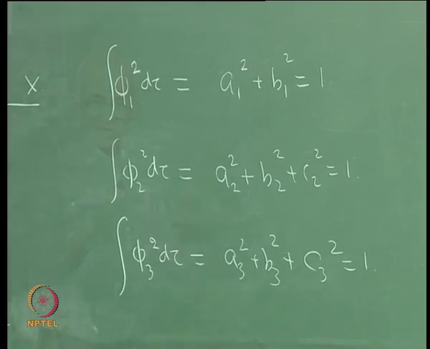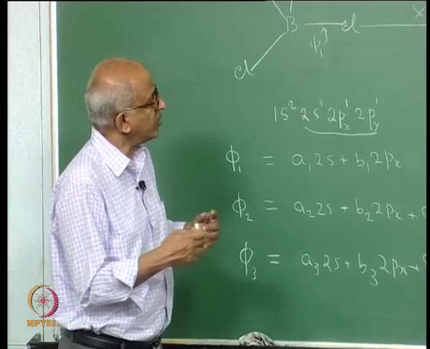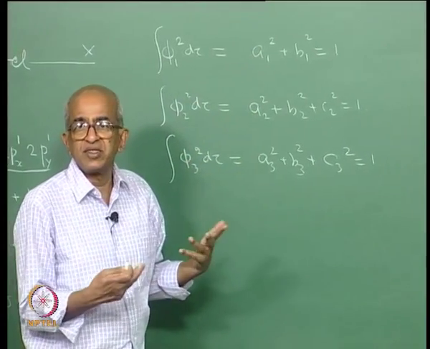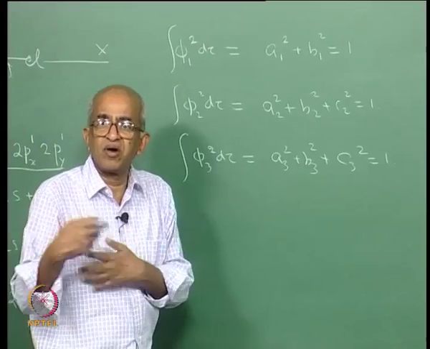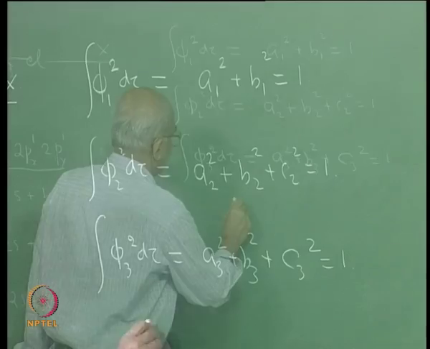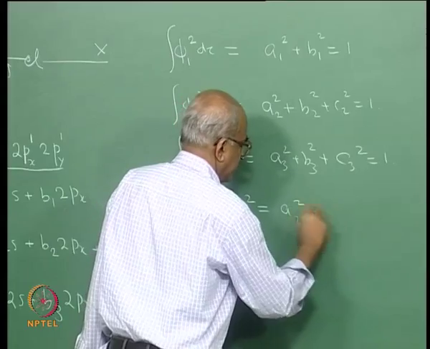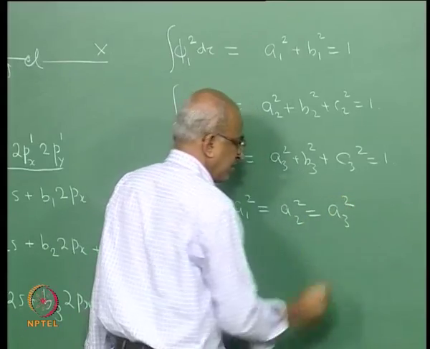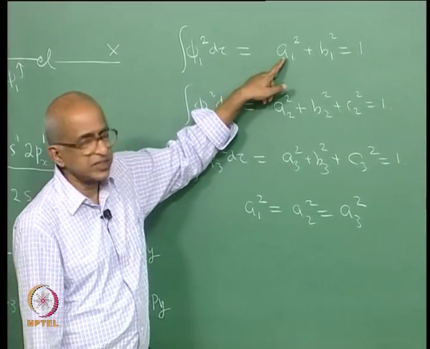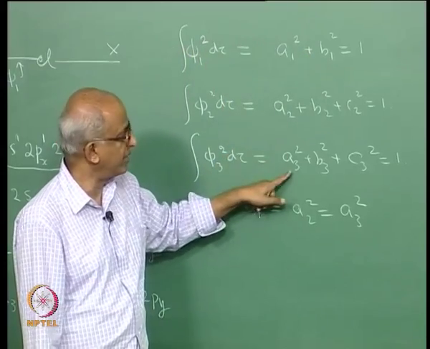Now, all the orbitals I want them to be equivalent. If they are all to be equivalent, what does that mean? It means that a1 square, a2 square, a3 square should have the same value. Otherwise, one orbital will have more contribution from the s orbital. So I have this condition that a1 square must be equal to a2 square, which is equal to a3 square. And further, this is the contribution that the 2s orbital makes to the first hybrid, second hybrid and third hybrid.